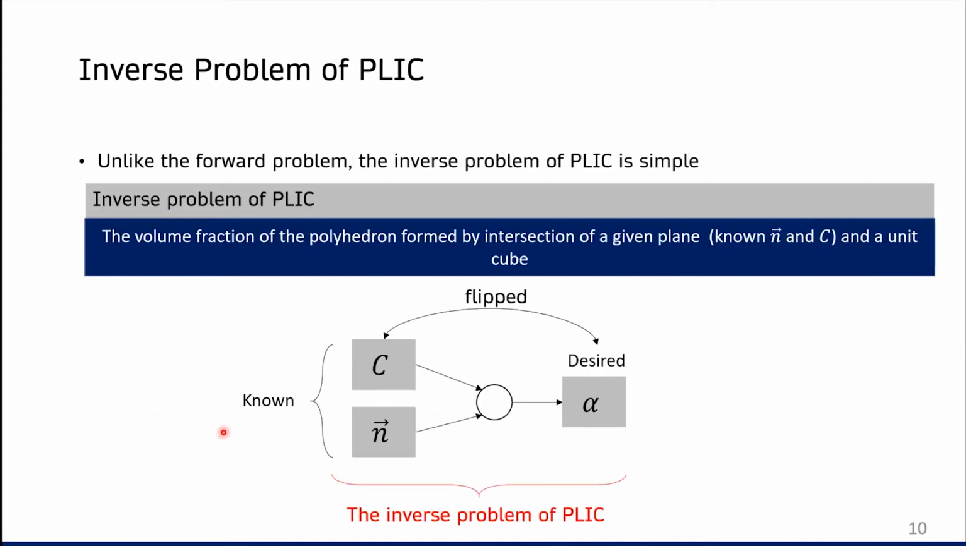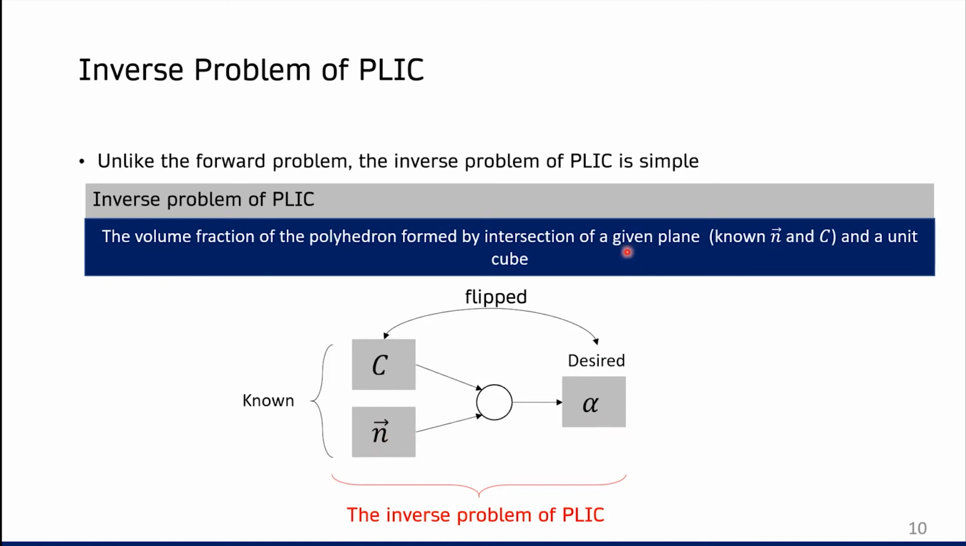So we wanted to use the inverse problem of PELIC and use a neural network to solve the problem. The reason we wanted to use the inverse problem is that, unlike the forward problem, the inverse problem is very simple. The inverse problem of PELIC is that instead of asking you to find the value of C of that plane, they give you the C, they give you the normal, and then they ask you to find the alpha, which is basically the volume of that polyhedron formed by the intersection of the given plane.